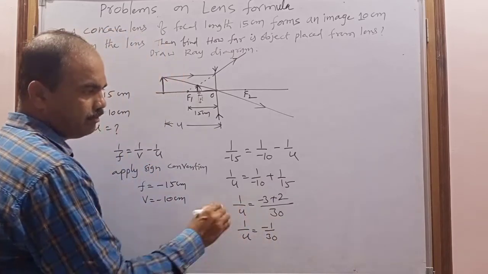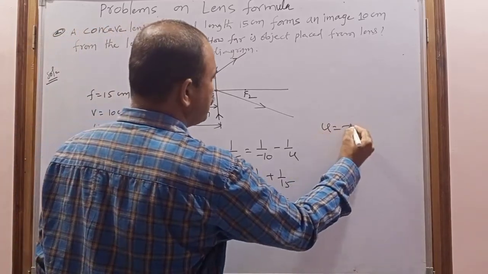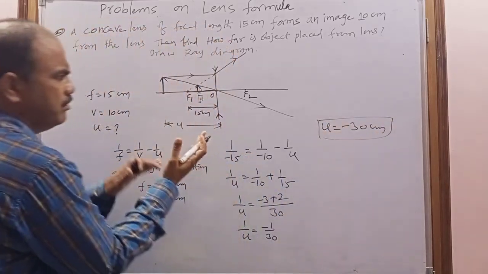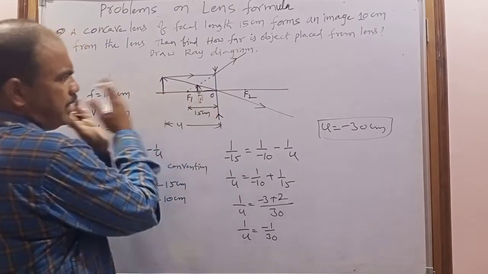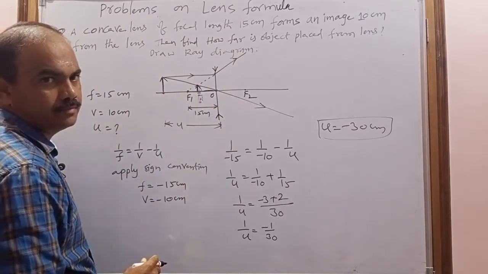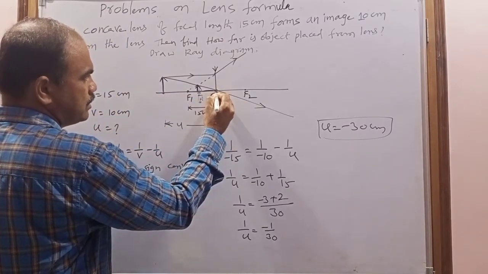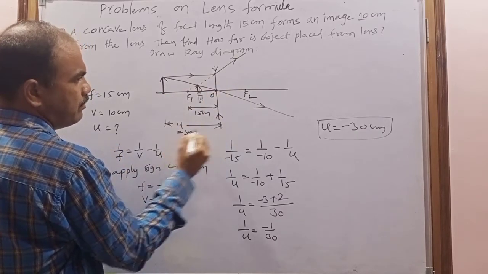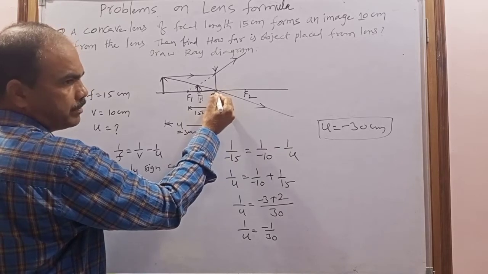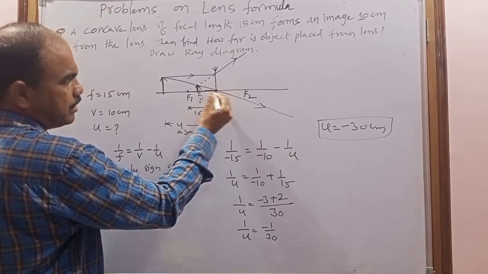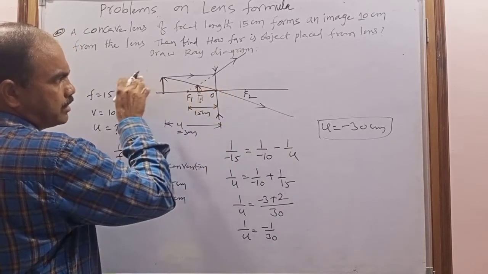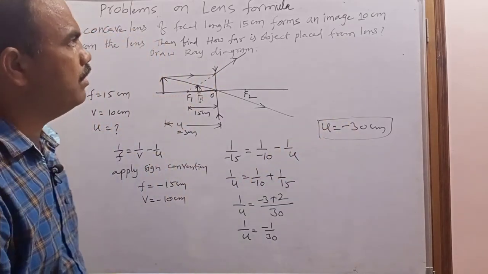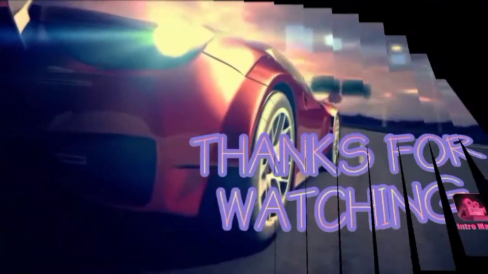When you invert, u equals how much? Minus 30 centimeter. So why are you getting minus? The object will be on the same side as the image. This optic center to object distance is how much? This is 30 centimeter. Why are you getting minus? Because to measure the object distance, you are moving from the optic center to the object in the opposite direction to the incident ray. That's why you are getting minus. So in this way you have to do the problem.